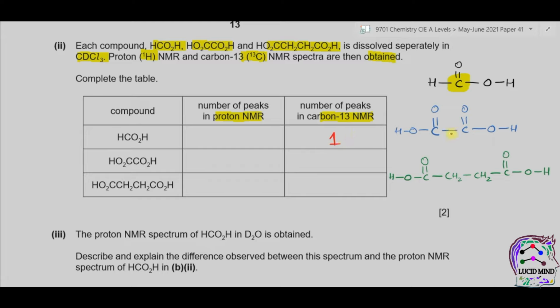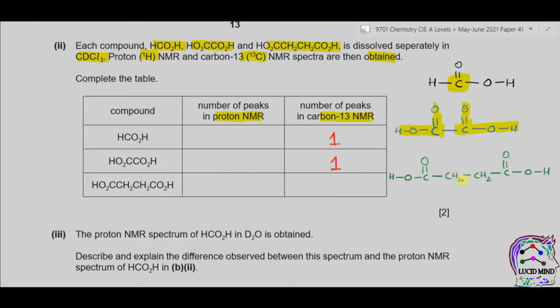In the second one we can see that we have two carbon atoms present. One is this one, one is this one. And as we can see, both carbon atoms are double bonded with the oxygen and single bonded with OH. So they are exactly similar because the molecule is symmetrical. So both will give the same peak, therefore just a single peak is obtained.